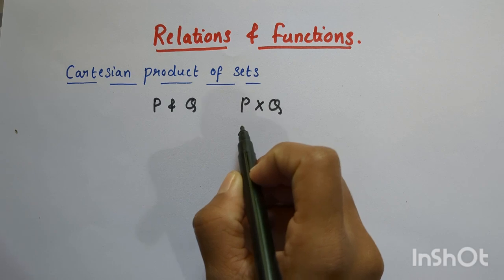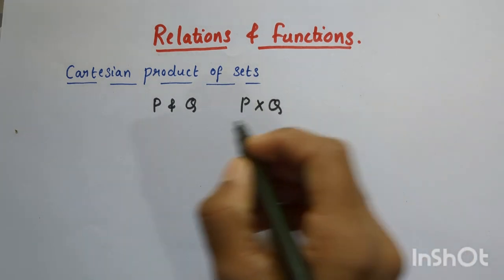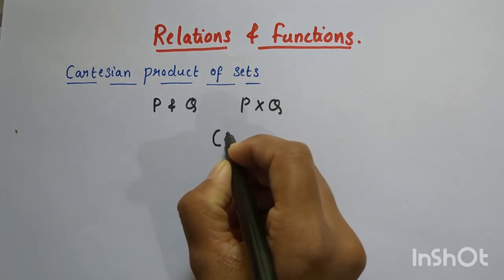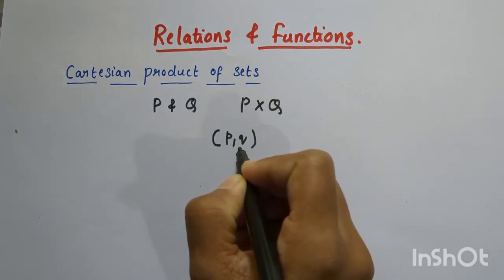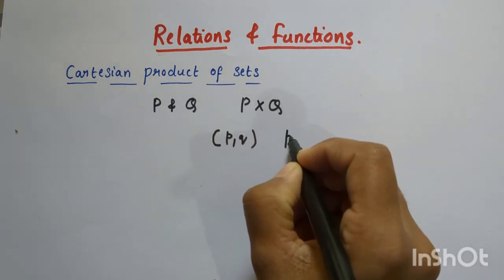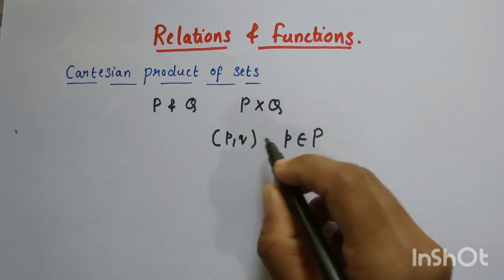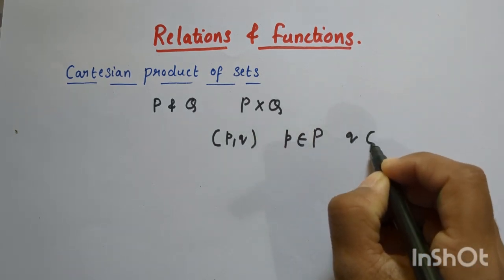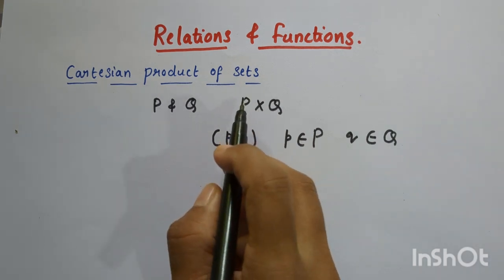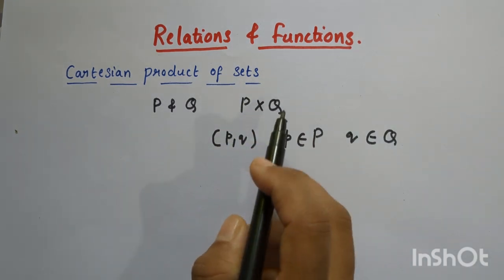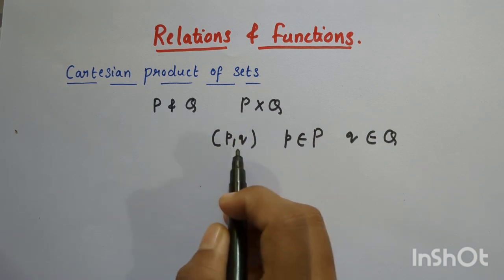It is defined as the set consisting of all ordered pairs. Ordered pairs are written in brackets like this: all ordered pairs (p, q), small letter p and small letter q, for which the small letter p belongs to the set capital P, and the small letter q belongs to the set capital Q. That is, the first element belongs to the first set P and the second element belongs to the second set Q. That is how we write the ordered pair (p, q).